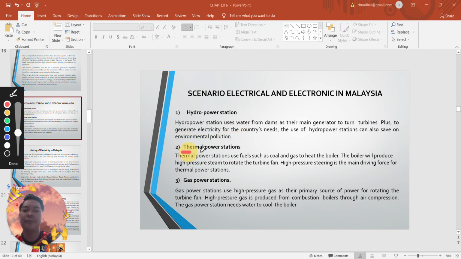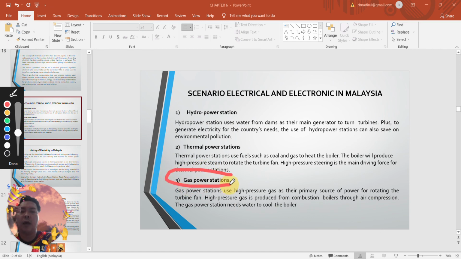For the thermal power station, it will use fuel such as coal and also gas to heat the boiler. And then once the boiler is heated, it will eventually produce high pressure steam to rotate the turbine fan. That high pressure steam is the main driving force for the thermal power station.